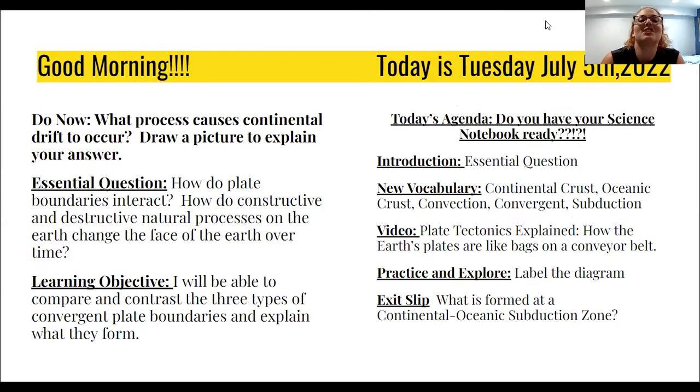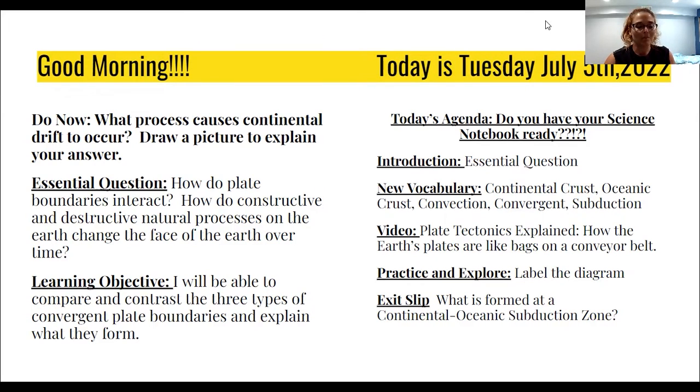We just finished talking about Wegener's theory of continental drift and how the face of the Earth has changed over time. We talked about Pangea. We've talked about all of the different shapes that the continents have formed over the course of Earth's history.